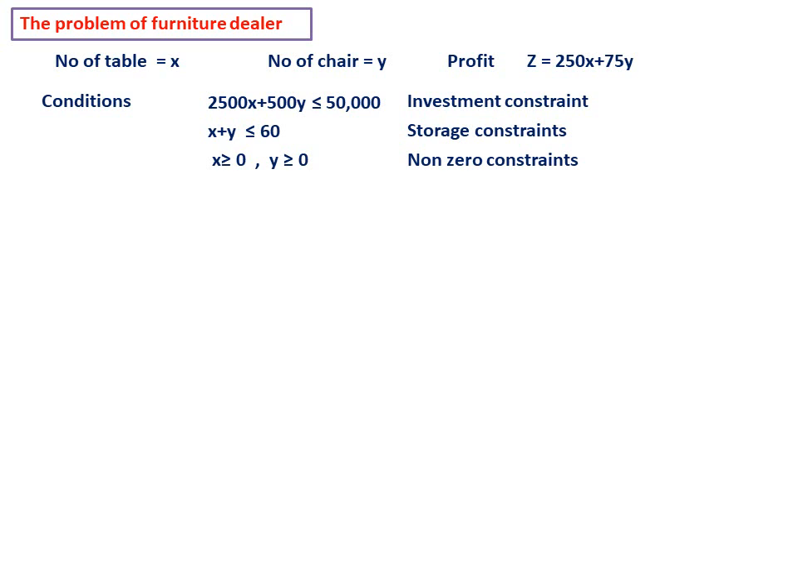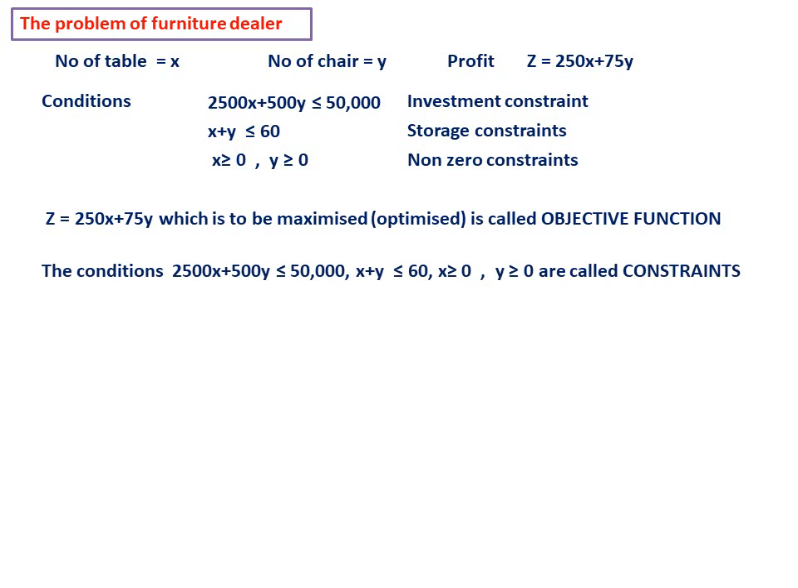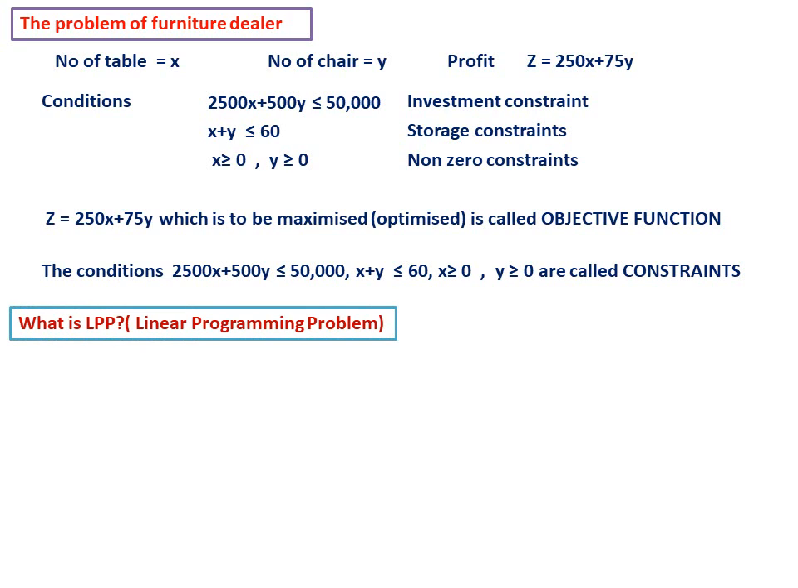So these are the mathematical concepts. We can say now z equal to 250x plus 75y, which is to be maximized, that is also called optimized, is called the objective function. Then the conditions 2500x plus 500y less than or equal to 50,000, then x plus y less than or equal to 60, then x more than or equal to 0, y more than or equal to 0 are called constraints. What is LPP therefore?